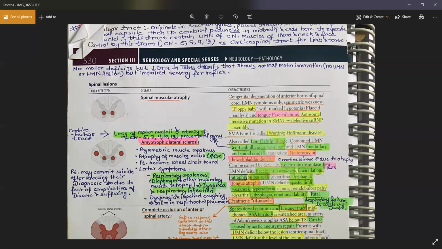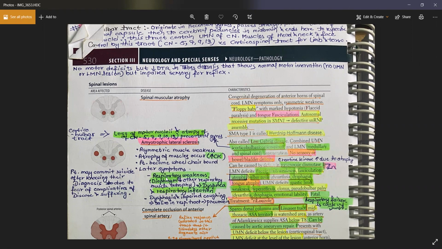Then you have an asymmetric muscle weakness. Please know it is not a regular pattern. It can affect any segment of the spinal cord. In multiple segments, you can have multiple types of lesions among these four. So it would be an asymmetric type of muscle weakness. Atrophy of muscles will be happening, and because of that atrophy, you will be having an increase in the creatine kinase level. The patient will become wheelchair bound.